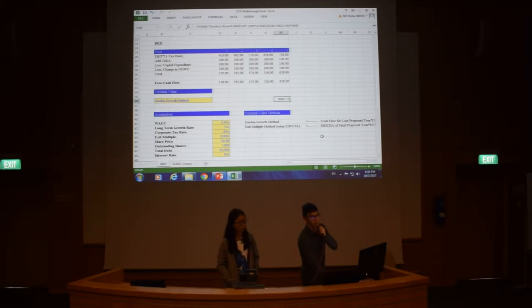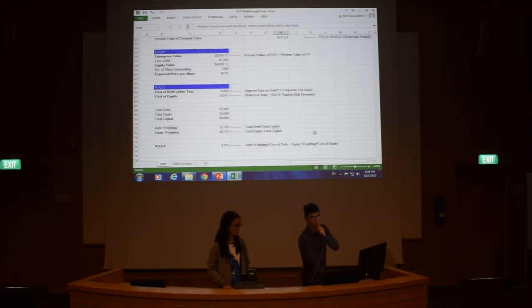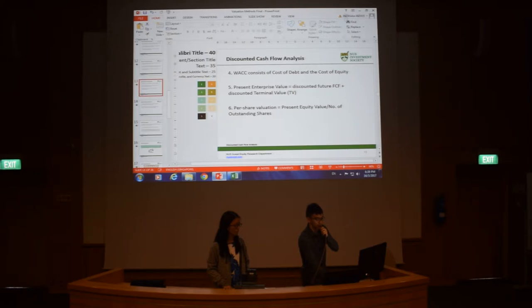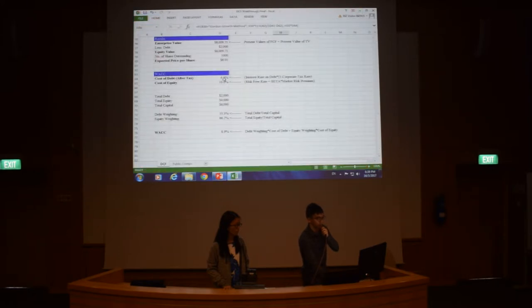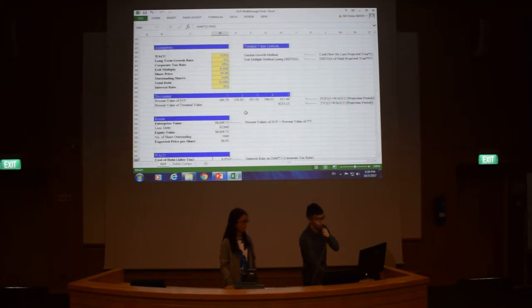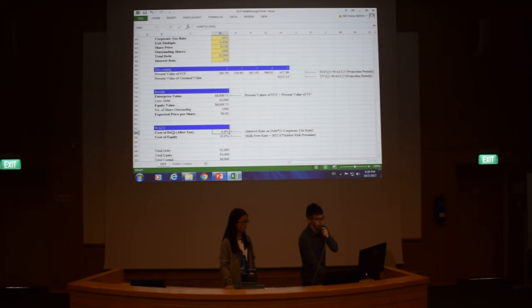So in order to do that, we have to use a discounting rate, which is normally the WACC, or the weighted average cost of capital. So the WACC over here consists of cost of debt and cost of equity. So what does it mean, cost of debt and cost of equity? For the cost of debt, very loosely, it can be referred to as the interest rate of the debt. But however, in this case, because of the significant tax shields on interest expense, you have to actually incorporate the corporate tax rate inside. So you have to take out the corporate tax rate.